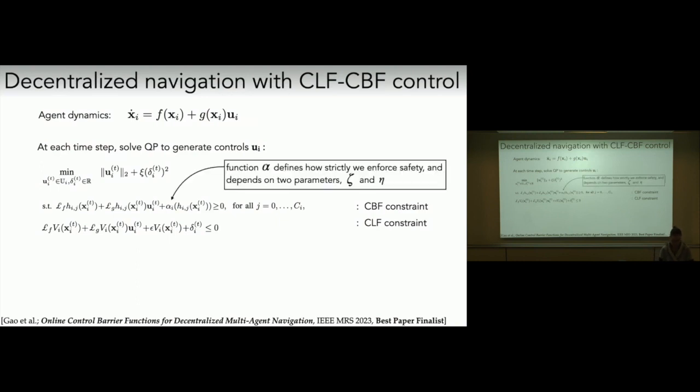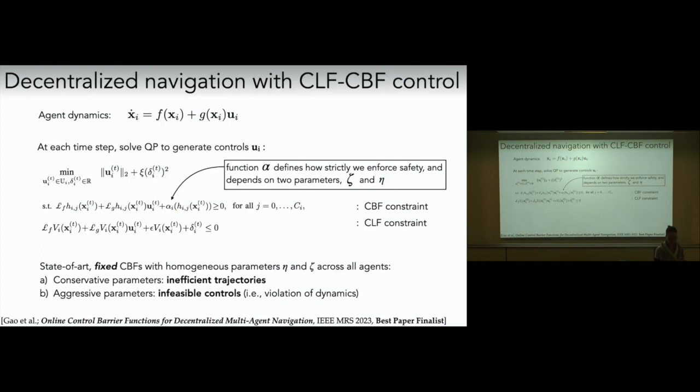Now, what's interesting in the CBF portion of the constraint is that we have this function alpha, that is a class kappa or class K function, that depends on two parameters, zeta and eta, that basically tell us how strictly we're trying to enforce the safety of our system. So how much slack we're going to give the robots as they try to navigate through these scenarios. And these are the two parameters that I mentioned before that need to be tuned for any system that runs a CLF-CBF-based control. So what do those two parameters mean if we try to interpret them?